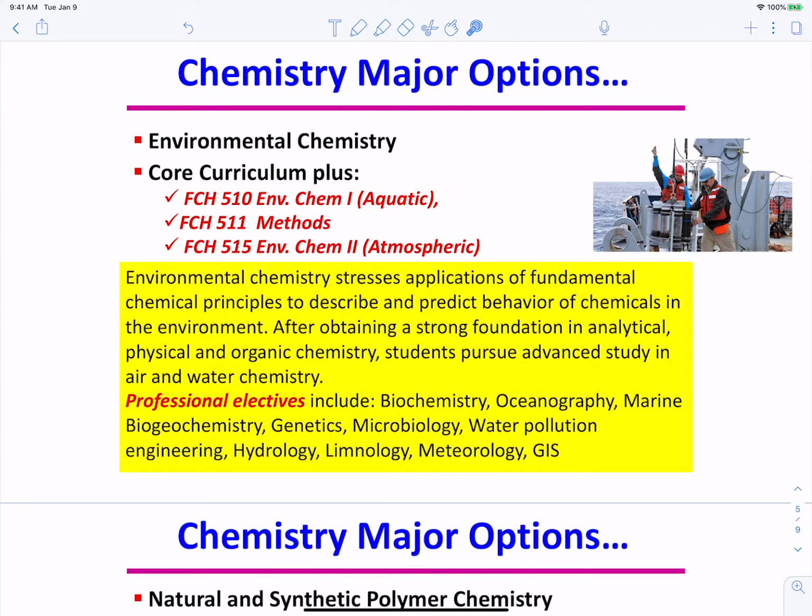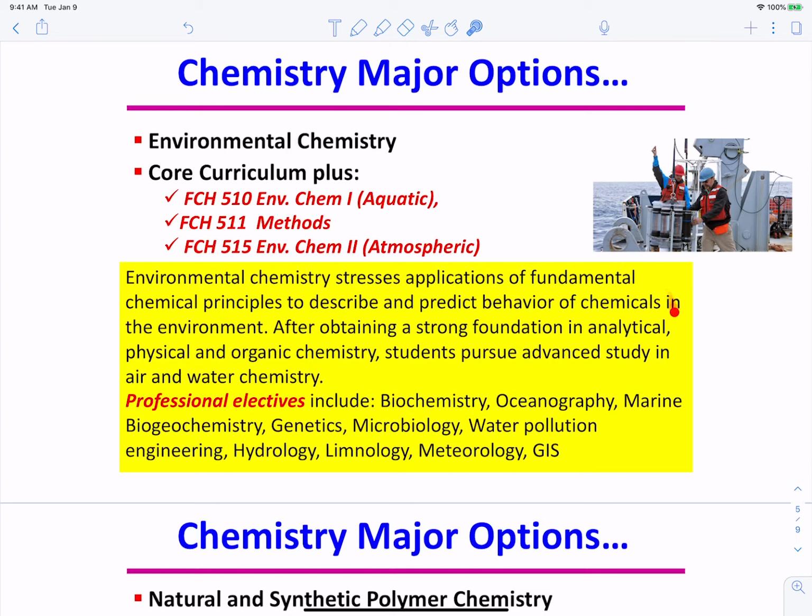Environmental chemistry is all about different chemical applications within different environments, within different ecosystems, and looking at the behavior of chemicals in the environment. Because of this, you can take professional elective courses that could include biochemistry or oceanography, some marine classes. Maybe you would like to take some limnology classes, the study of lakes. Maybe you're interested in water quality, so there would be professional courses in water pollution engineering or hydrology.